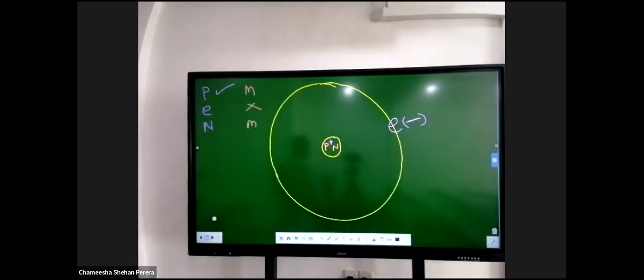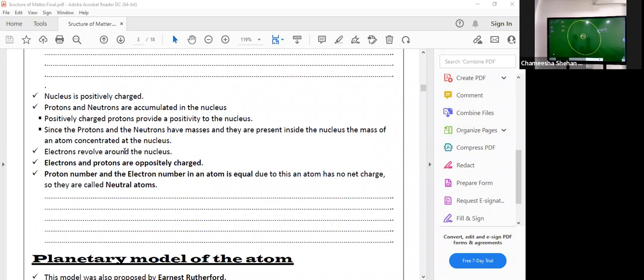So understand that the protons and electrons in the atom have opposite charges. See here, electrons and protons are oppositely charged. That's a fact that we already are aware of, right? Next one. The proton number and the electron number in an atom are equal. Due to this, atoms have no net charge. So they are called neutral atoms. We need to understand that also.